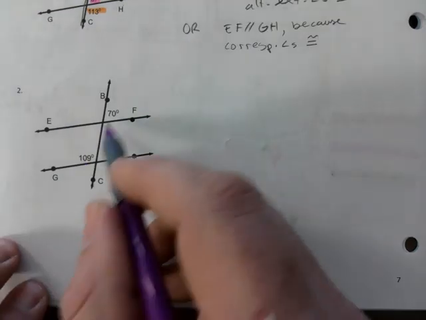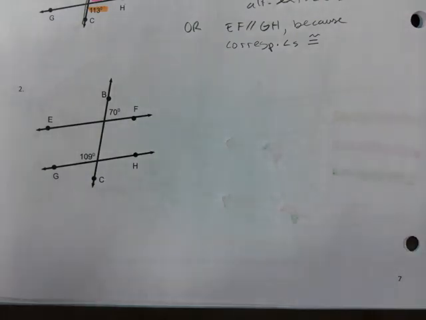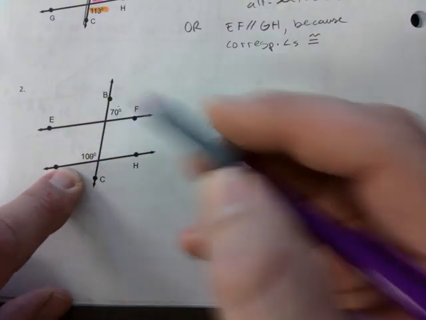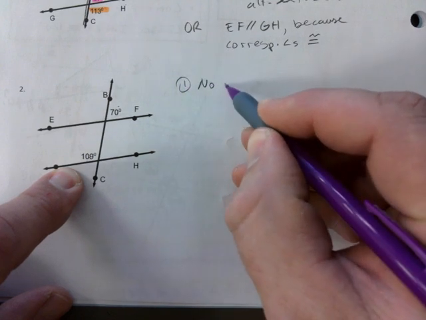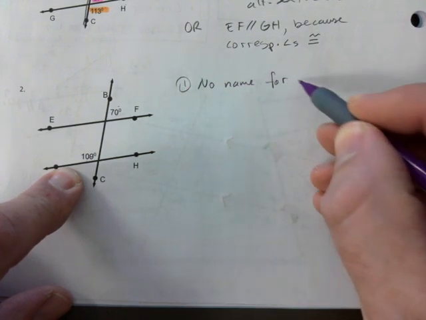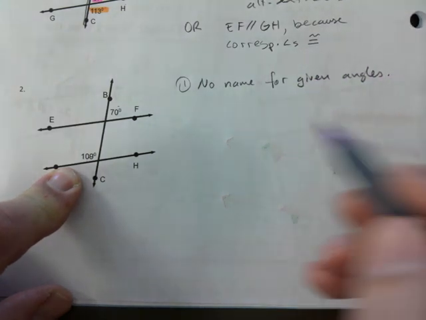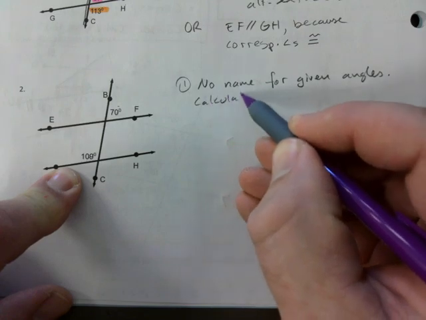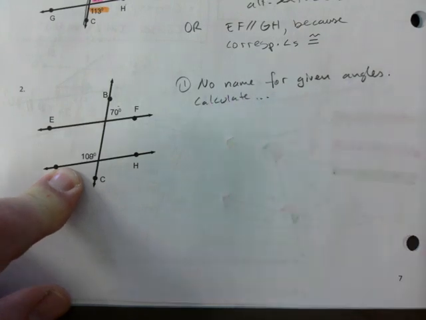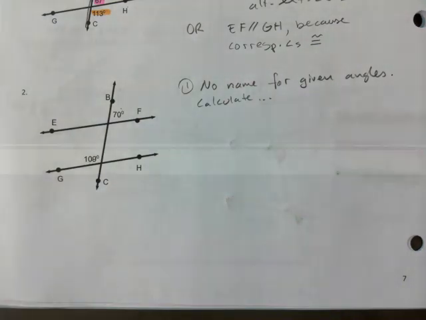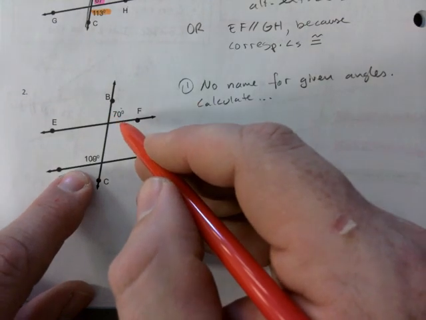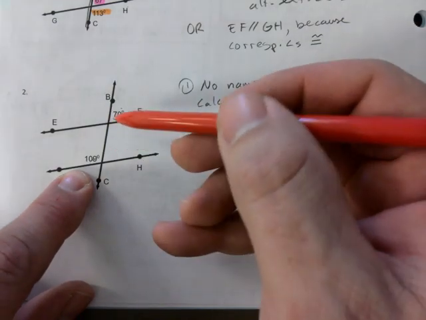Okay, here we go. What about this one? I don't know. Do we have a name for this? Step one, no name. For given angles, no name for it. Calculate, dot, dot, dot. Right? So I'm going to use my pen here.